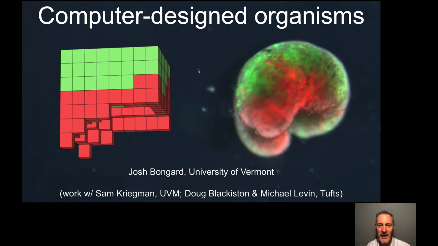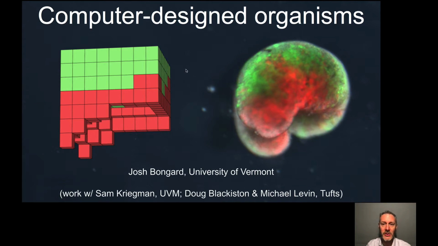As the title slide here promises, I'm going to talk a little bit about computer-designed organisms. This is work primarily by my PhD student, Sam Kriegman, here at the University of Vermont, and work together with our two biology colleagues, Doug Blackiston and Michael Levin, at Tufts University. Fabio mentioned Daniel Dennett, who's at the same university, so it's a small academic world here.